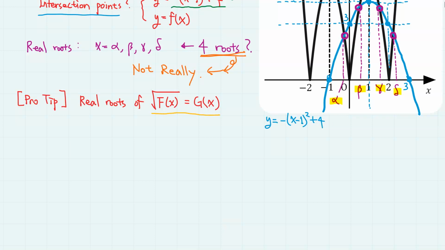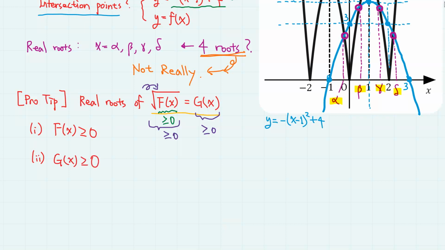Here we have two hidden conditions. First, the inside of the radical, f(x), must be non-negative, because when f(x) becomes negative, the left-hand side becomes an imaginary number. Second, the square root of a non-negative real number is also non-negative. So the entire left-hand side is non-negative, which means that the right-hand side also must be non-negative. So we have the condition g(x) is greater than or equal to 0.